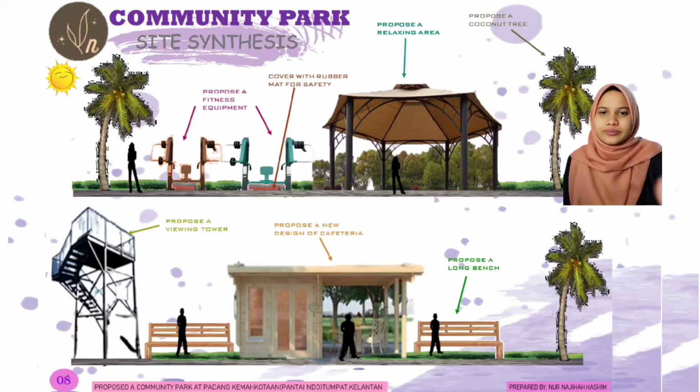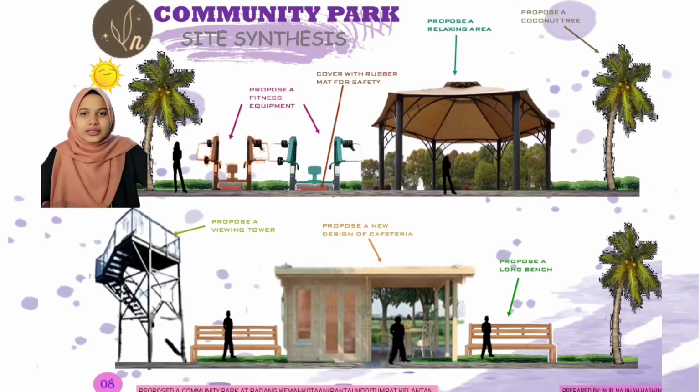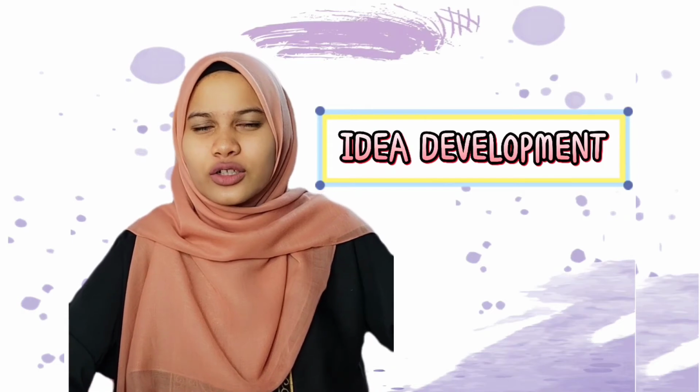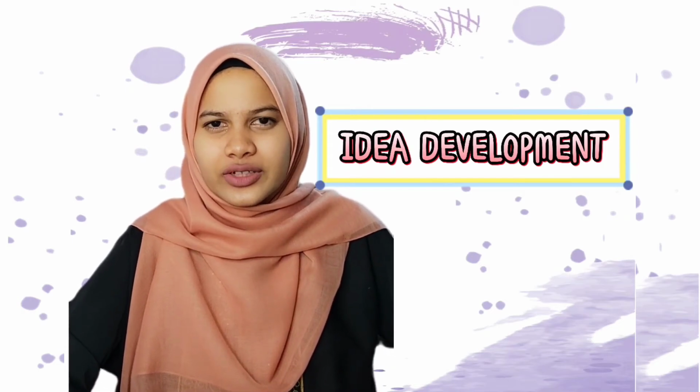Okay, the last is to propose a viewing tower near the river, and propose a bench, then propose a new design of cafeteria, and then propose the ground to be covered with ground cover. Okay, next I will go to the idea development board.